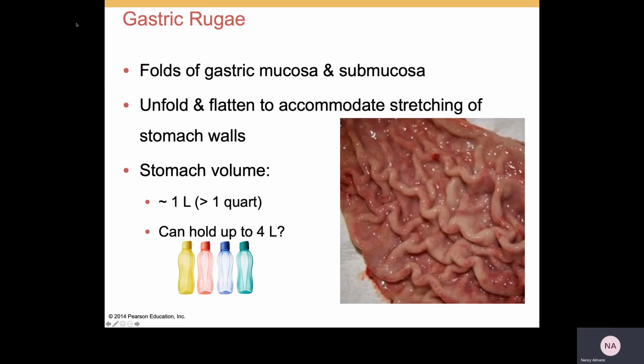We talked about the rugae. That's pronounced in various fashions. I learned it as rugae. And it's just folds of the gastric mucosa and submucosa. And you know that they're going to unfold and flatten to accommodate increased volume. Generally, the stomach volume is maybe 1.5 liters, but the theory is that it can hold up to 4. That's a lot.